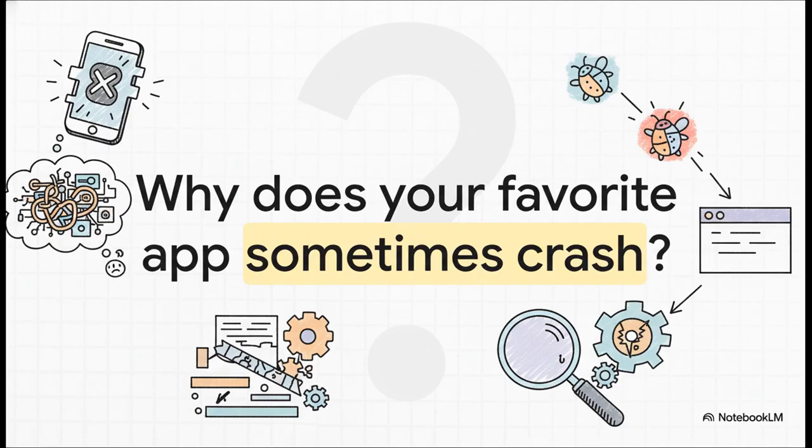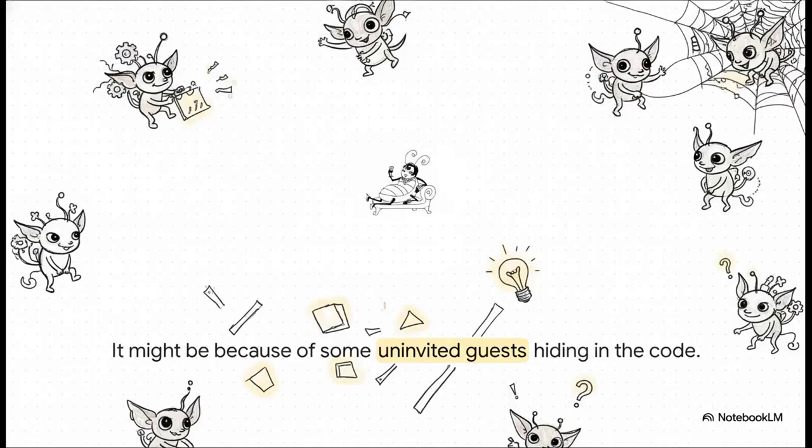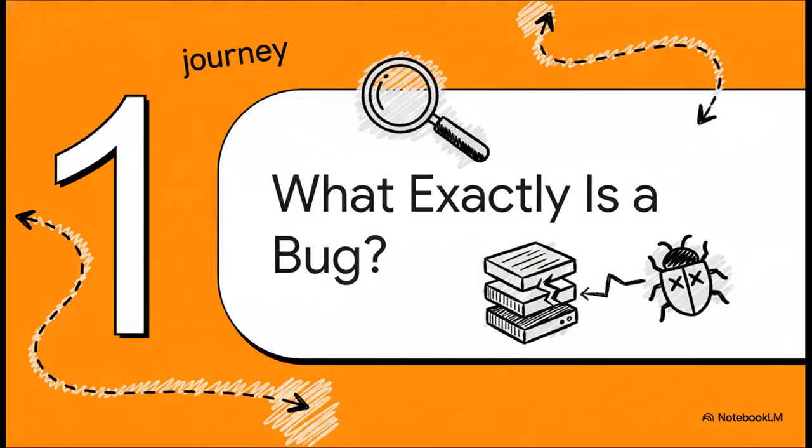So, what is actually going on behind that screen? That's the big question. And you know what? The answer is usually way more interesting than you'd think. You could almost say the software has a few uninvited guests lurking inside. We call them bugs. And they're kind of like the little gremlins of the digital world causing chaos. But what are they really? Let's get into it.